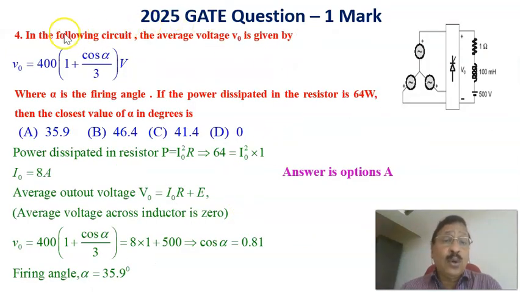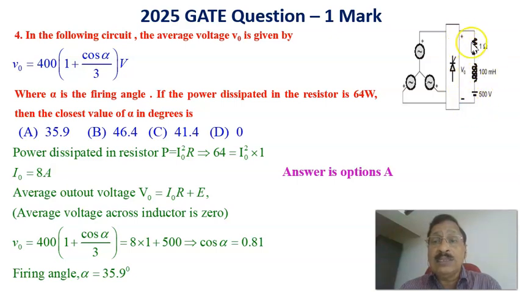Now let us see the fourth question. That is a 2025 GATE question, for 1 mark. The question is: in the following circuit, the average voltage V0 is given by the following. This is the circuit. The 3-phase input feeds a controlled rectifier, and the load is a resistance, inductance, and a DC source.